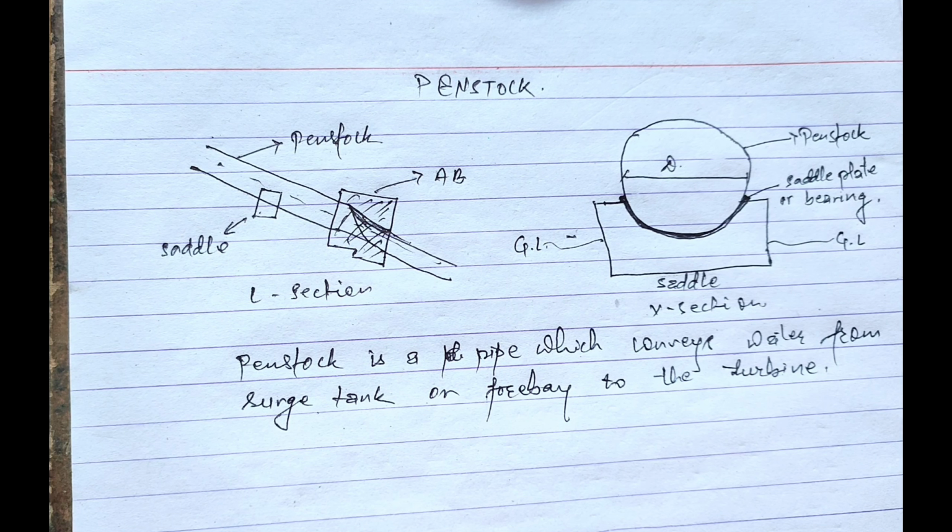A penstock is a pipe which conveys water from the source tank or forebay to the turbine. It is designed to carry water to the turbine with the least possible loss of head consistent with the overall economy of the project. Penstocks are pressurized water conduits which convey water to the turbine from the water surface, which might be either a surge chamber, a reservoir, or the forebay.